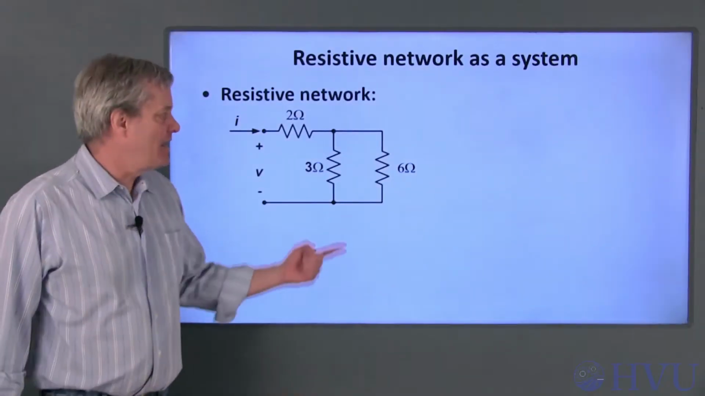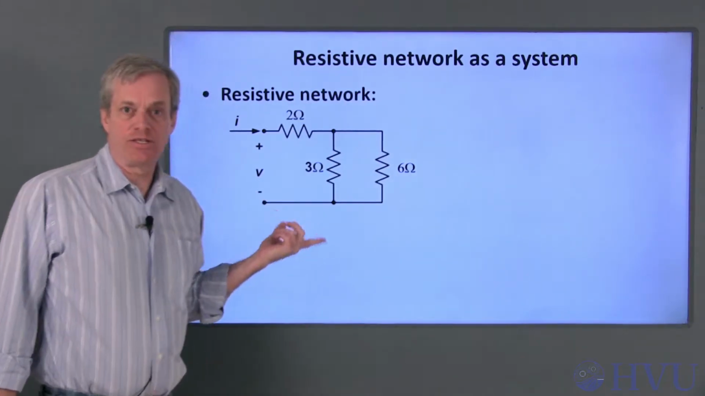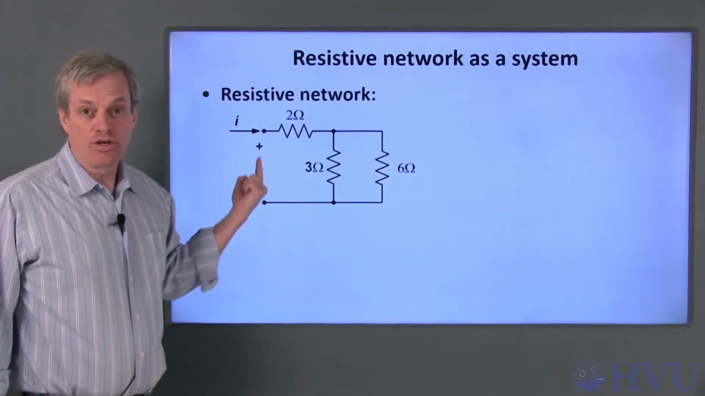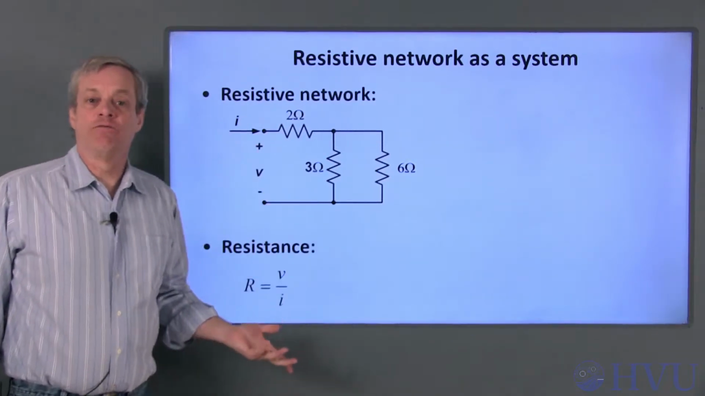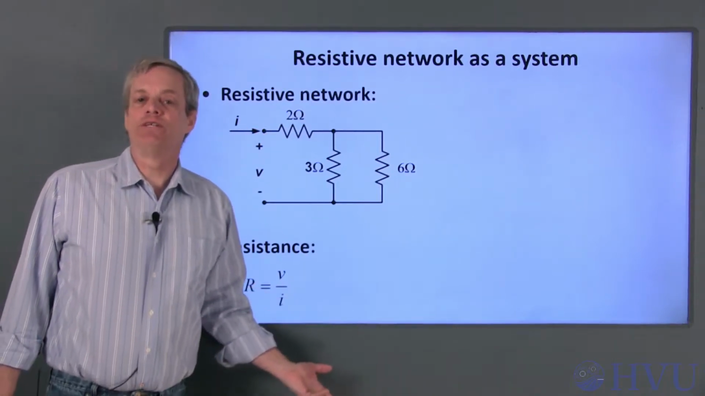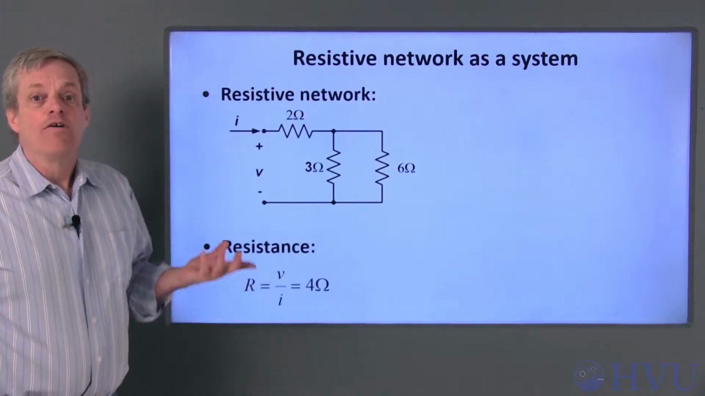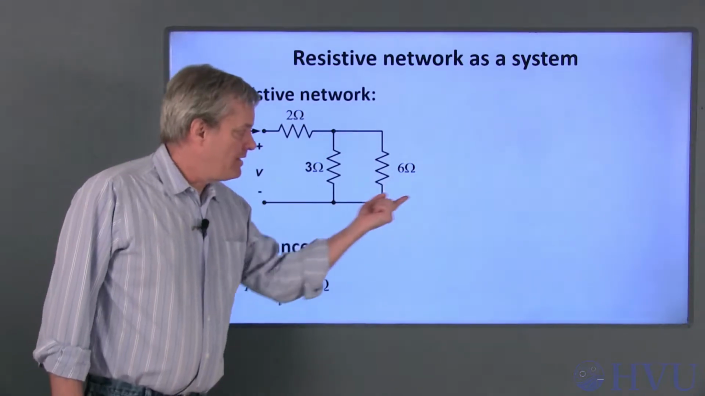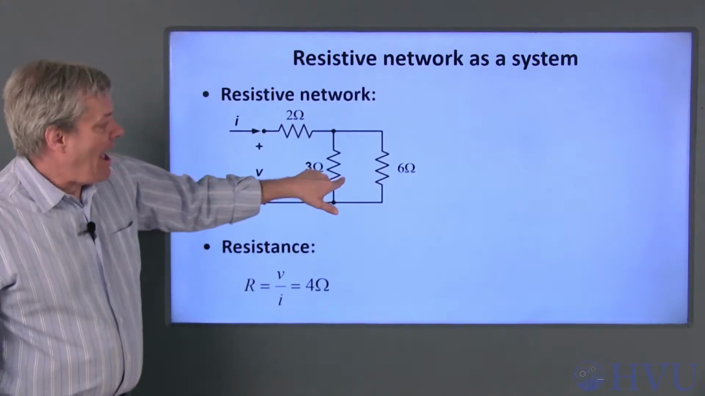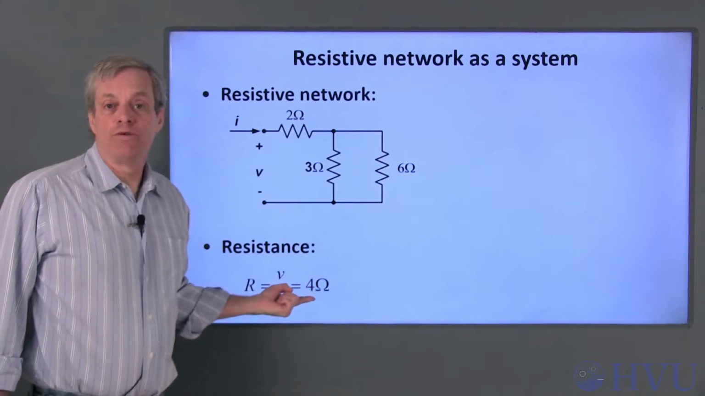Now let's extend this idea to a network of resistors. Suppose we have this combination of resistors and we define a voltage difference and a current as shown at these two terminals. We've already determined that the voltage-current relationship at these terminals can be expressed as an equivalent resistance, which is just the ratio of the voltage V to the current I. For this circuit, we know that we can combine these two resistors in parallel to get an equivalent 2 ohm resistance. Then add that 2 ohm resistance to this 2 ohm resistance to find an equivalent 4 ohm resistance.